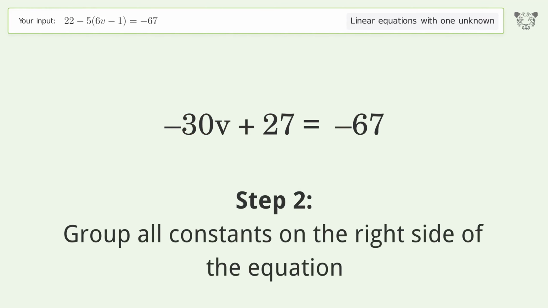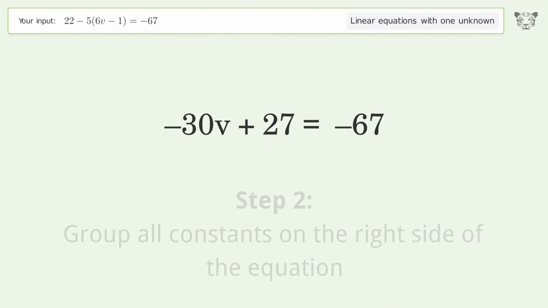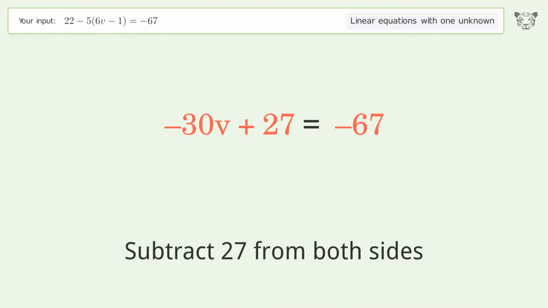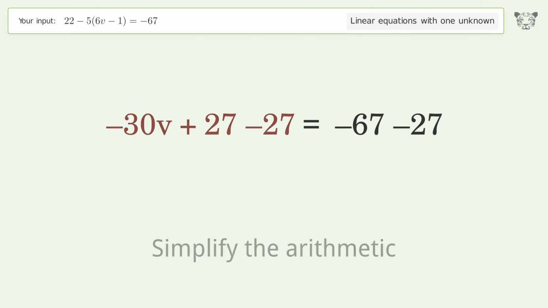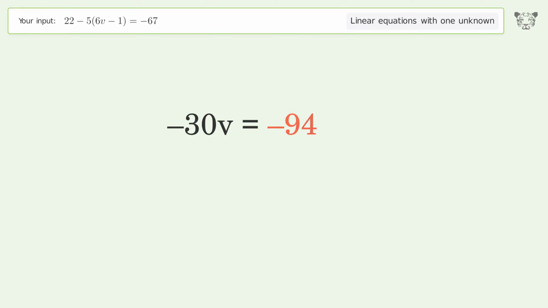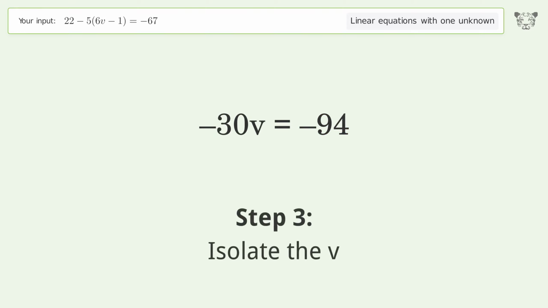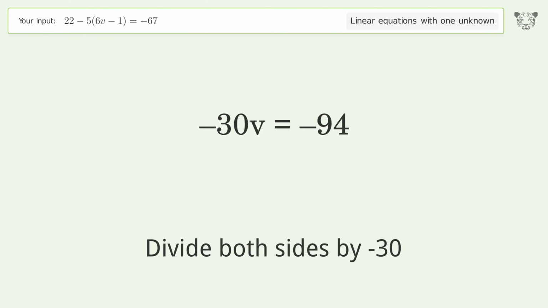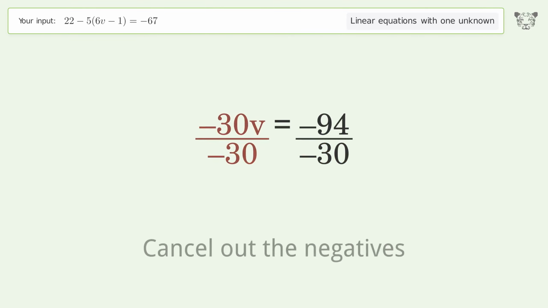Group all constants on the right side of the equation. Subtract 27 from both sides. Simplify the arithmetic. Isolate the v. Divide both sides by -30. Cancel out the negatives.